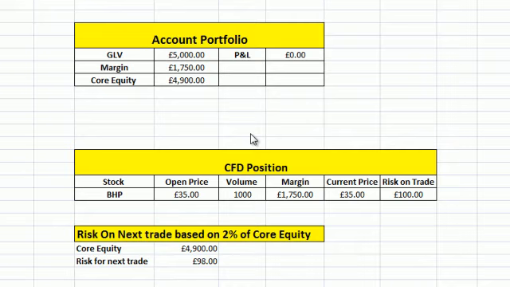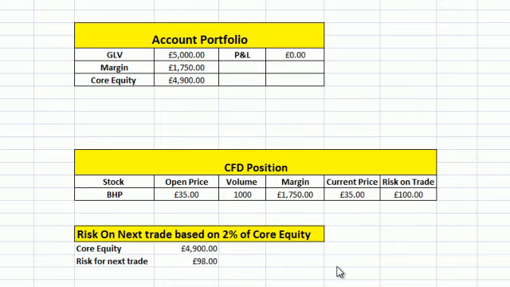So in this example, let's say we held a BHP position open. It was trading at £35. We held 1,000 of them. Just for the example's sake, we're going to leave it at £35 current trading price. There's no P&L on this position just yet. And our 2% of $5,000 is what we were willing to risk on this trade. So we have a £100 loss, or potential £100 loss. Okay, so that's what we're willing to risk on this trade. So we therefore set our stop loss on BHP accordingly.